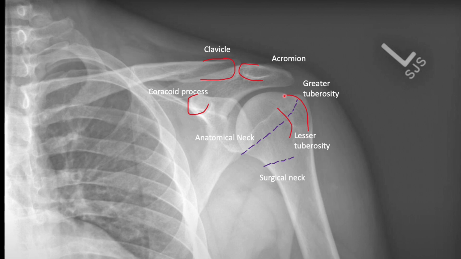So here I have all the structures labeled for the first one. Here we have the clavicle, the acromion, this is where the AC joint is, and the coracoid process. Right over here, this is the anatomical neck, and this would be the surgical neck going from here to here. And the best way again to identify an external rotation is by identifying the greater tuberosity, which should be really prominent, as we can see in this view. And this is the lesser tuberosity.